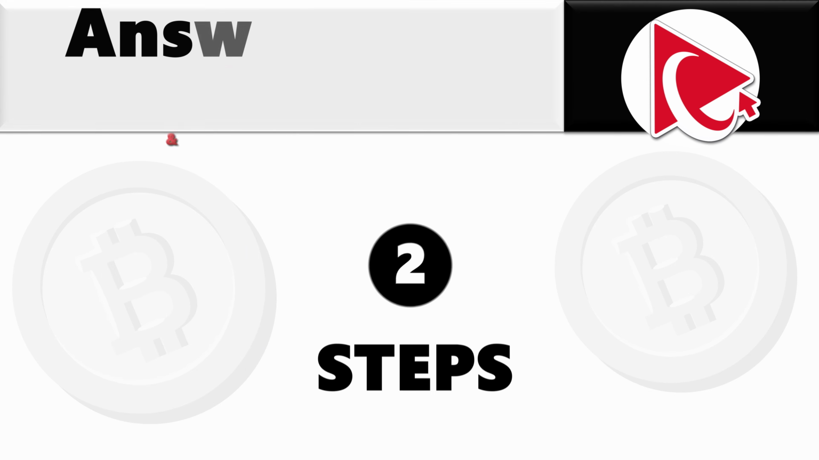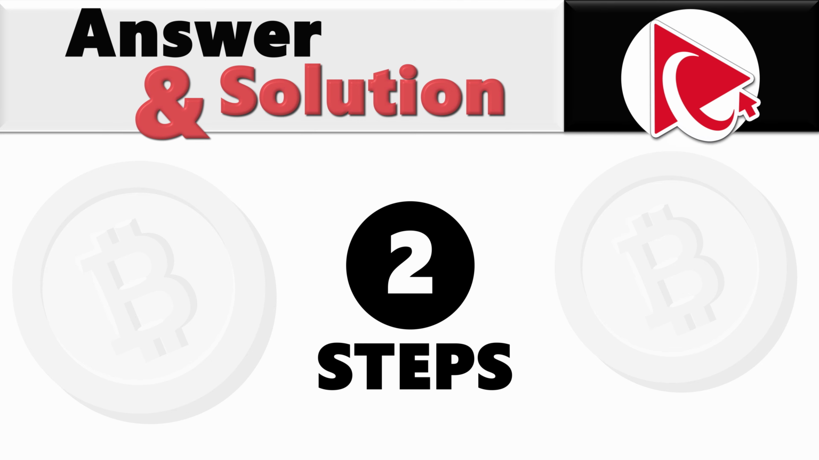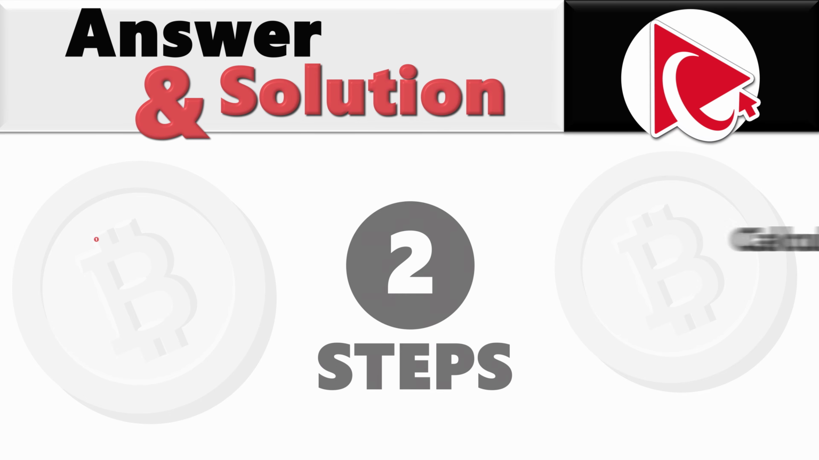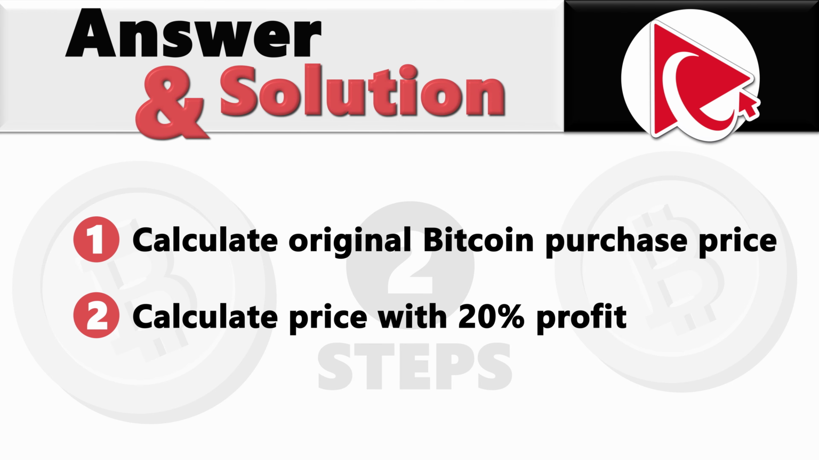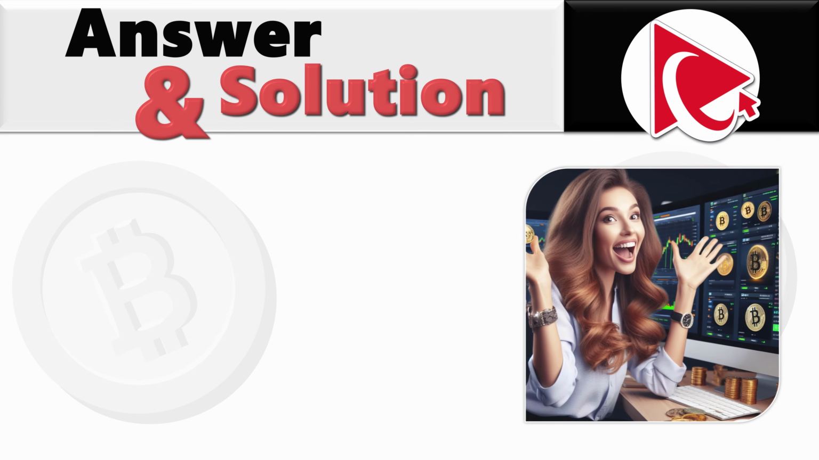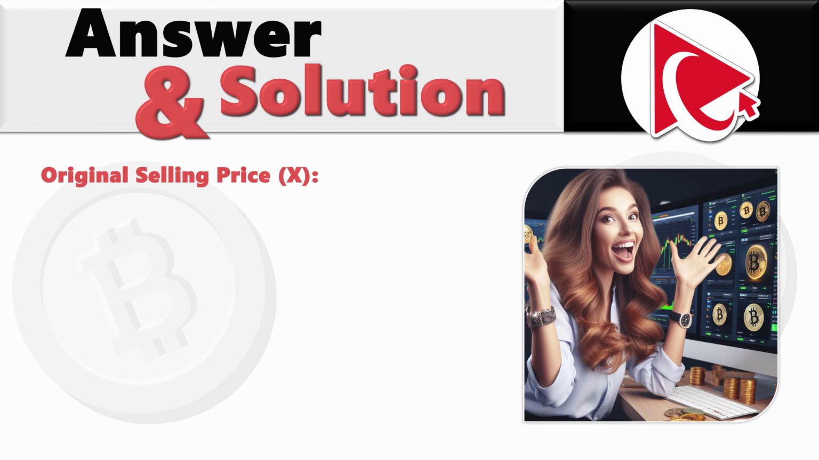The answer here is absolutely not obvious, but we will solve this challenge in 2 steps. In step 1, we'll calculate the original Bitcoin purchase price. And then in step 2, we'll calculate the price with 20% profit. We'll define a variable X for the original selling price. Based on this, we can build a formula. 0.8 multiplied by X equals $40,000.